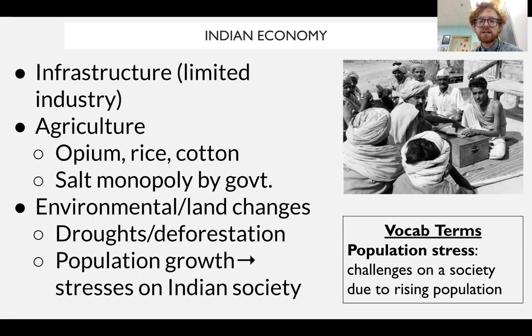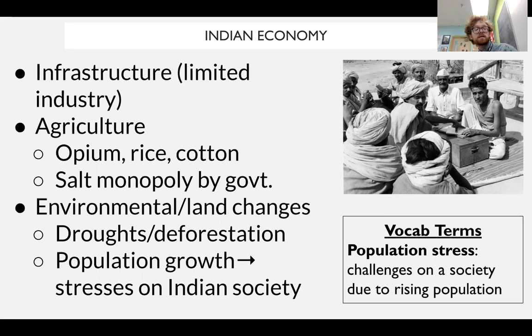We are going to see, as a result of this limited industry, a degree of a middle class forming in India. And the middle class is going to be divided on the question of, do we become independent? Do we support the British? But we'll take a look at how that might shift later on. So we have an economy dominated by the British, at least in terms of infrastructure.